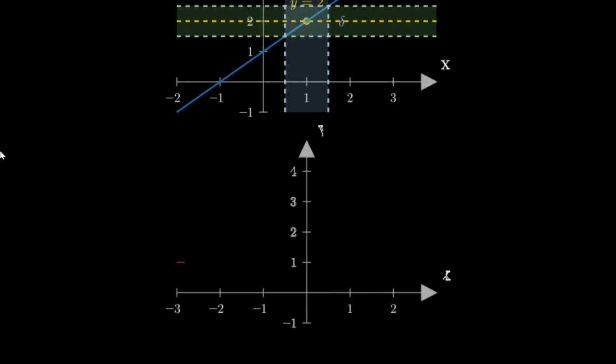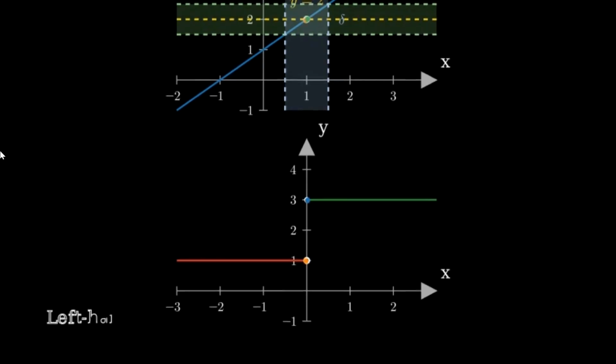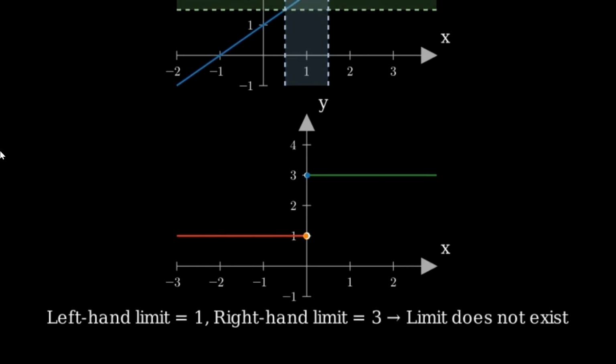Consider a piecewise graph, where for x less than 0, y equals 1, and for x greater than or equal to 0, y equals 3. As x approaches 0 from the left, the y value approaches 1. As x approaches 0 from the right, the y value approaches 3. Because the left-hand limit and the right-hand limit are different, the limit as x approaches 0 does not exist.